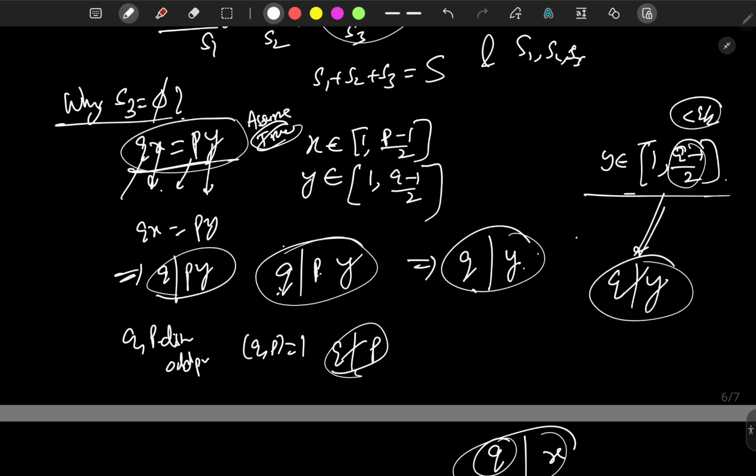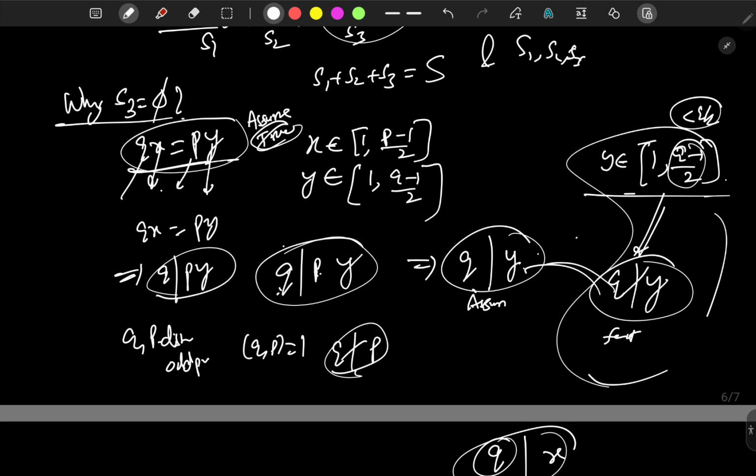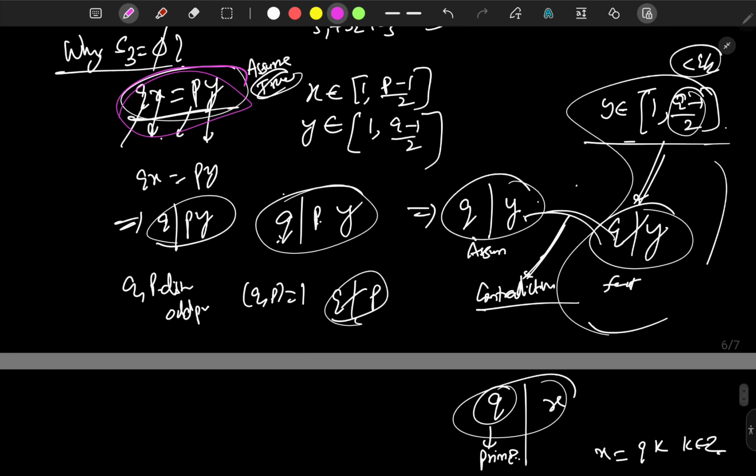This came from the assumption, and this is a known fact from our mathematics. So these are two different results, which means a contradiction happens. A contradiction means this condition will never be satisfied. This qs equals py is false. False means qs is not equal to py for all x, y belonging to such a range.